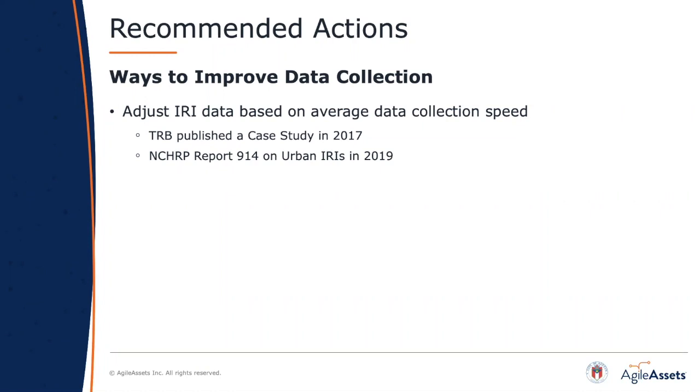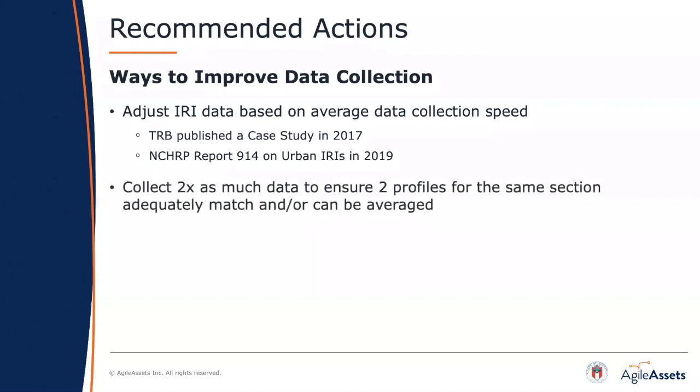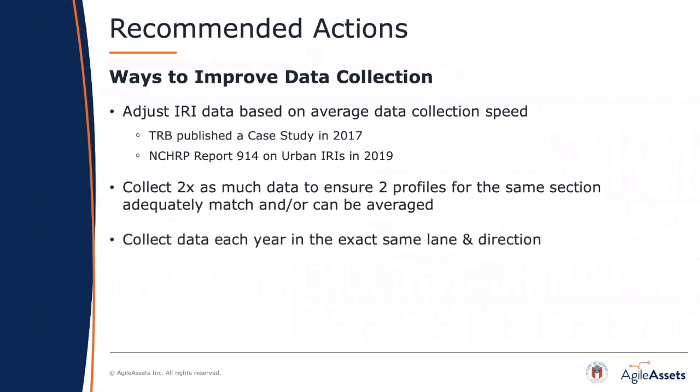We also found that there was a possibility of collecting twice as much data to ensure that you had two profiles for the same section to make sure that they match, and that you could potentially average out errors by taking the average of the two scores. Data can be collected each year in the exact same lane and same direction if you track that well. It does involve some additional effort on data maintenance to assure that the vendor knows exactly which lanes were collected previously to do that in the same lane and to get repeatable results.